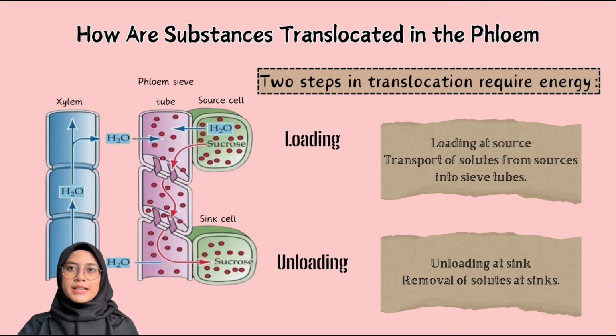How are substances translocated in the phloem? Two steps in the translocation require energy, which are loading and unloading. Loading is at the source, the transport of solutes from the source into the sieve tube, while unloading is at the sink, the removal of solutes at the sink.